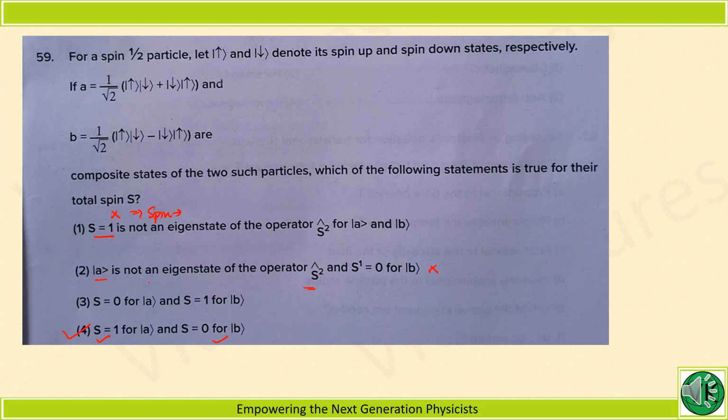But according to the KEA answer key, the option marked is option 3. But this is not true. It is again a mistake from their part. The correct option is option 4.